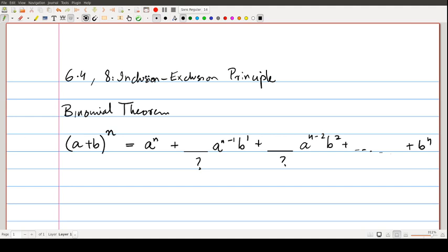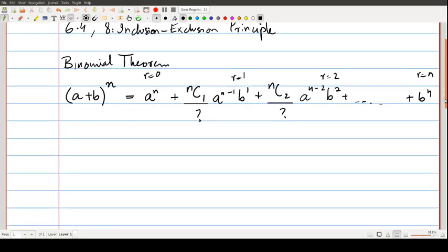Right, so yep, exactly, nCr. Thank you everyone for responding. More specifically, r over here is, so this is r equals 0, r equals 1, r equals 2, and so on, and r equals n, right? So this is nC1, this is nC2, up until you reach nCn. And so we have these terms.